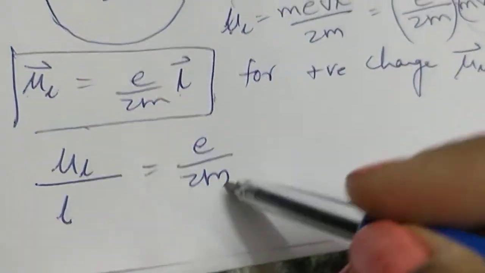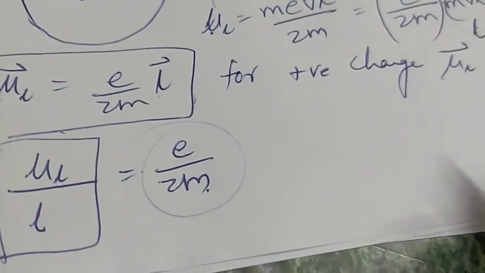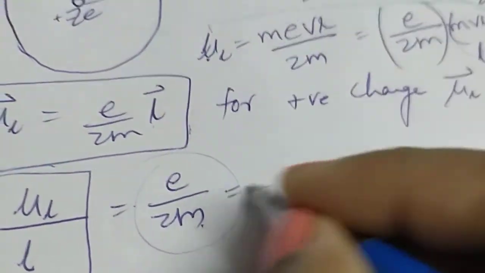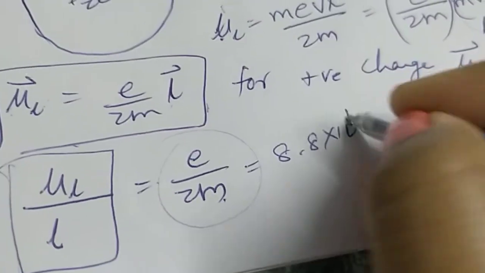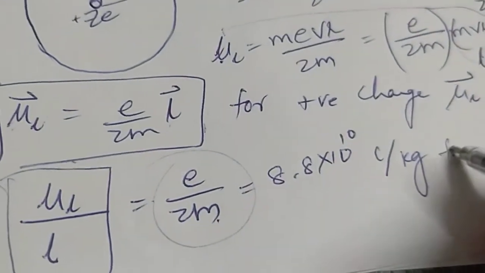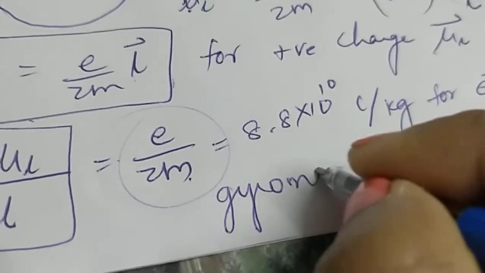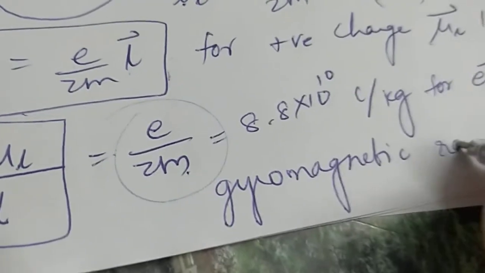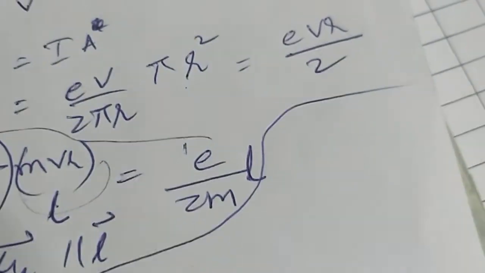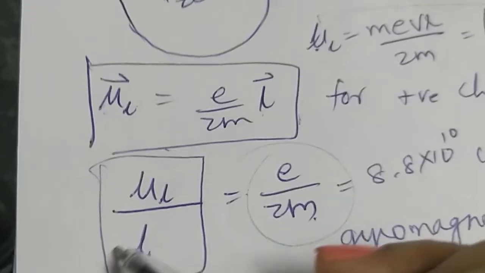Now if I take mu L magnitude by L, I get e by 2m. e is charge and m is mass, so this ratio mu L by L is a constant, and its value is 8.8 into 10 raised to power 10 coulomb per kg for the electron. It is known as the gyromagnetic ratio.